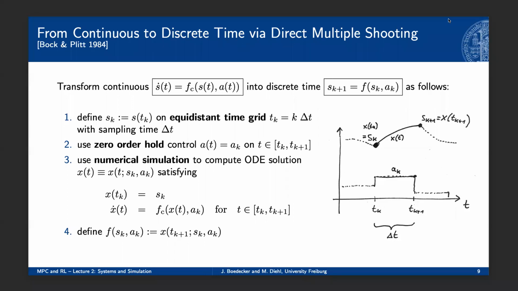And then comes the key part, 3. We use numerical integration or numerical simulation to compute an ODE solution on these little trajectory pieces. Starting on the state S, it leads to the next state at the next time point. So this ODE is satisfied exactly on this sampling time, but the control is discretized. So the only error we make is actually this piecewise constant control, and that's also implemented in reality. So at this moment, we don't really make an error.